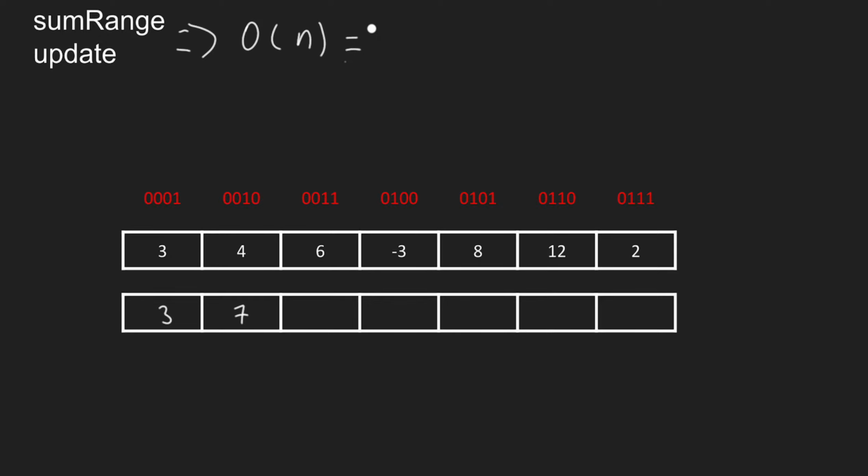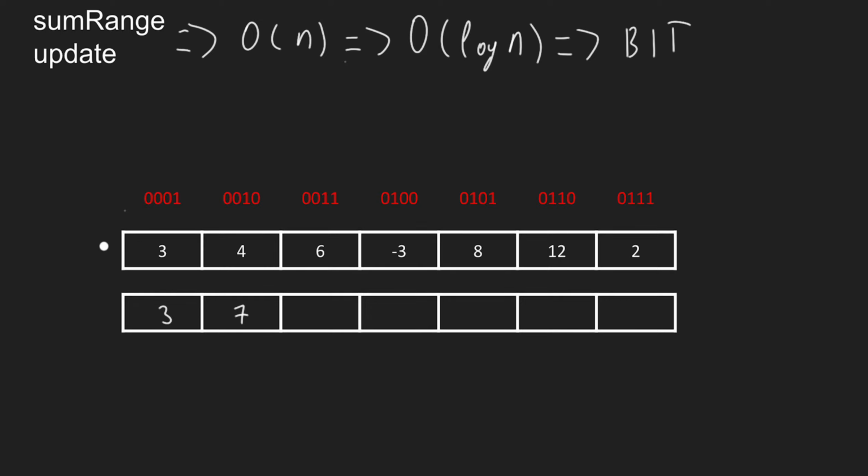Another method, where we can achieve O(log n) time complexity for both sumRange and update, is to use a binary indexed tree. So what's a binary indexed tree? Let's start with something very simple.